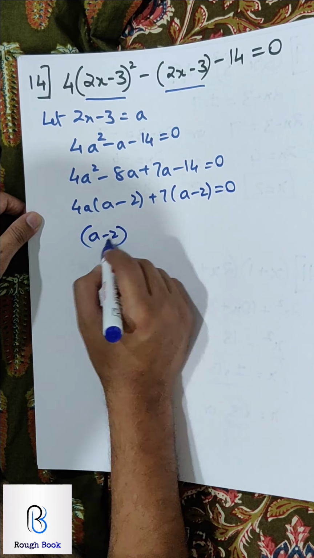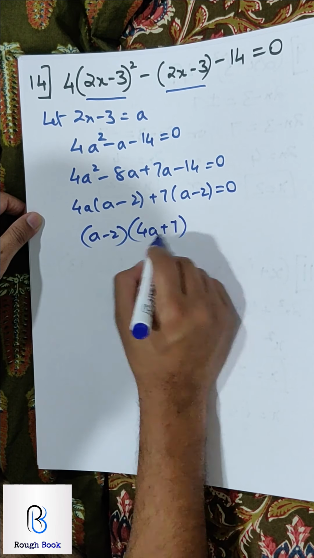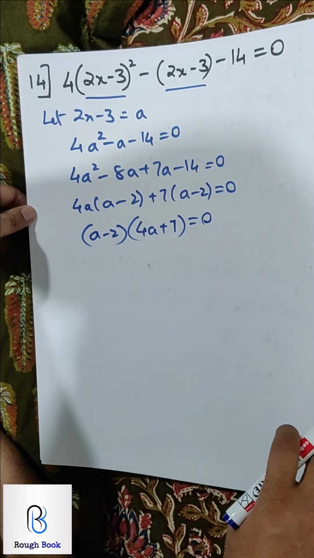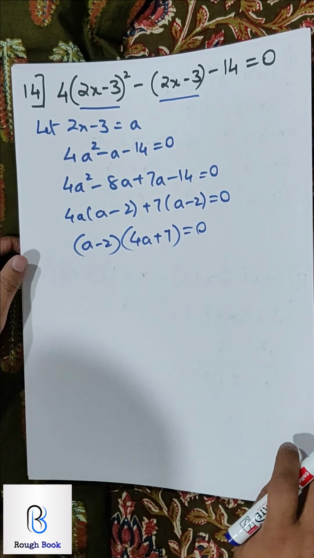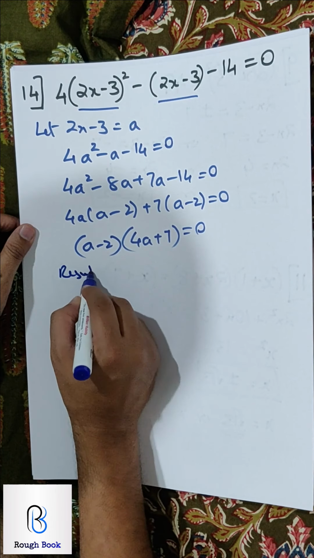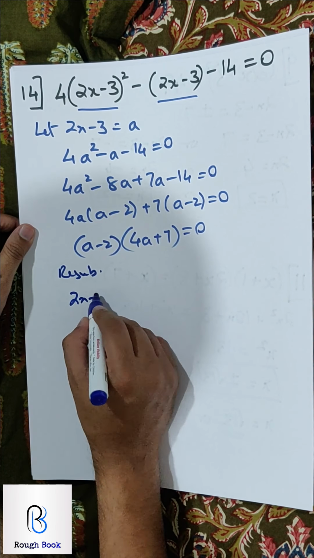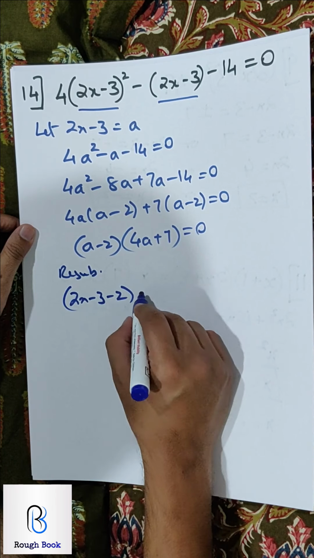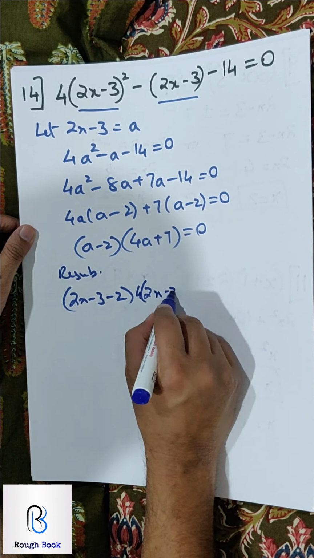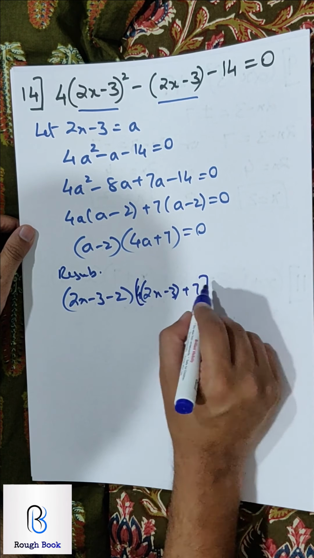So, how many got this? And how many left the sum here itself? Yeah, that's wrong. If you left it here, you need to move ahead from here. So now, what is a? Resubstitute. So resubstituting 2x minus 3 minus 2 in one bracket, 4 times 2x minus 3 plus 7 in another bracket.